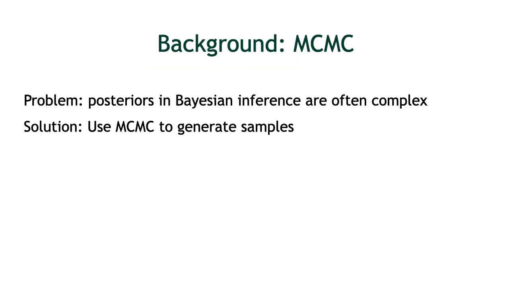So let's start with MCMC. A common problem in Bayesian inference is that the posterior distributions tend not to be available in closed form. And one general solution for this is to use MCMC to generate samples from these distributions.